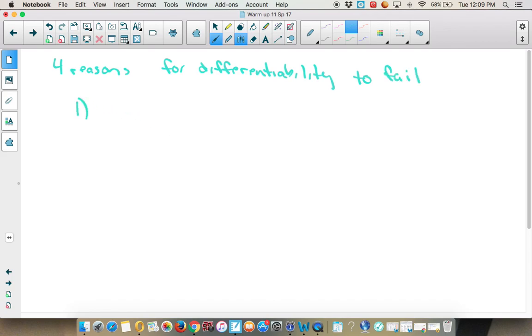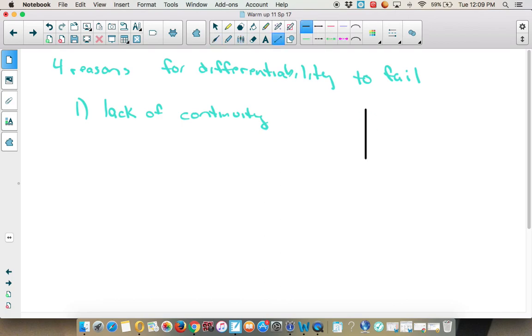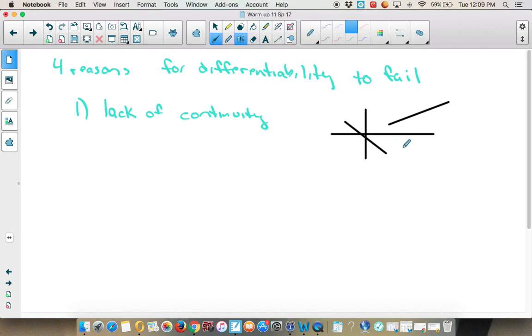Okay, the first one was the one that we just addressed. It's lack of continuity. Graphically, what that would look like is, let's just say we had something that went like that. And let's just say we had an open circle here and a closed. So that's just a jump discontinuity. Basically, your pencil had to leave the paper when you're graphing the function.